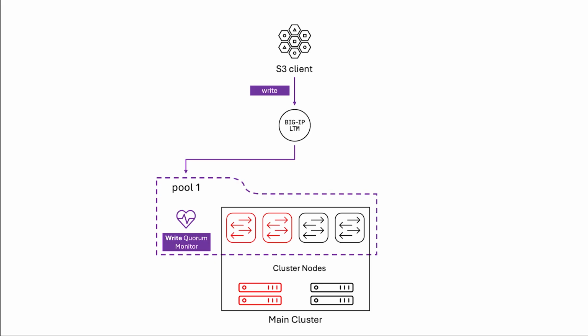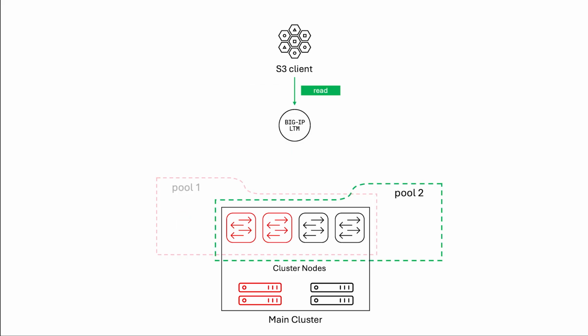If a second node fails, write quorum is lost. The monitor blocks the pool from receiving writes, defending the cluster against needless traffic, protecting data integrity, and avoiding the risk of partial writes. At that point, a traffic policy or iRule script can route to a backup cluster, or we can shift to another pool using the same nodes but with a read quorum monitor.